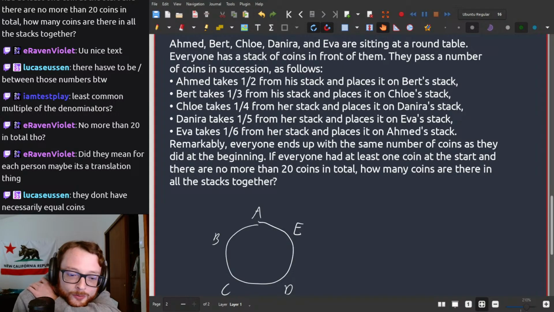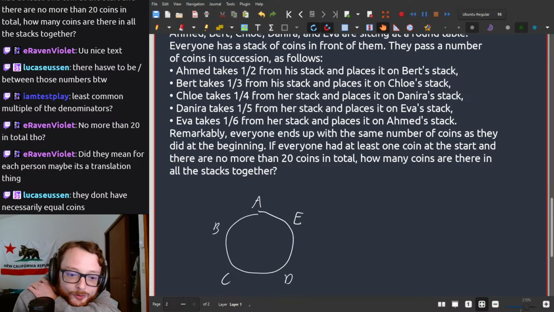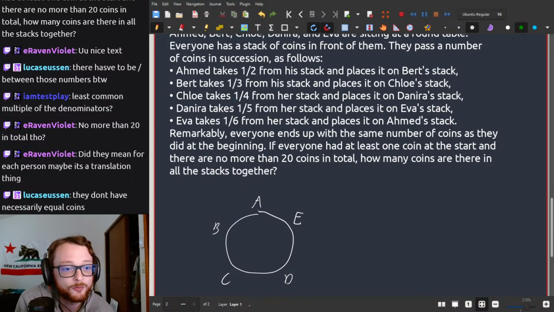No more than 20 coins in total. So if they had 20 coins in total and they split them up equally, that'd be 4 each. Okay, what if Ahmed has 2. Ahmed will give 1 to Bert. I assume they need to go in evenly. So Bert needs a multiple of 3. So if Bert starts with 2, he'll receive 1 to make 3 and then give 1 away.